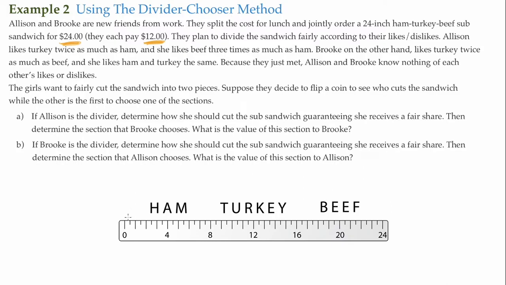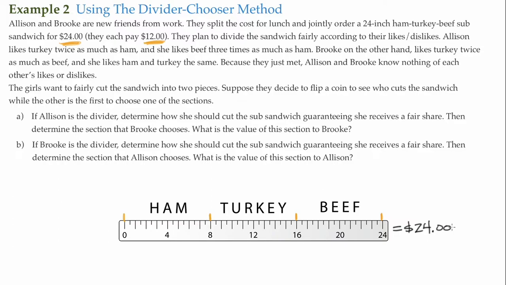Now, if you remember, the sandwich went from here to the 8-inch mark. That was our ham. Between the 8 inches and the 16 inches, that was our turkey. And between the 16 inches and 24 inches, that was the beef. So now as we go through here, it says Allison likes turkey twice as much as ham, and she likes beef 3 times as much as ham. So we don't know the value of each portion. The only thing we know is how much the sandwich costs overall, and that's $24. And I'm just going to put it in right here.